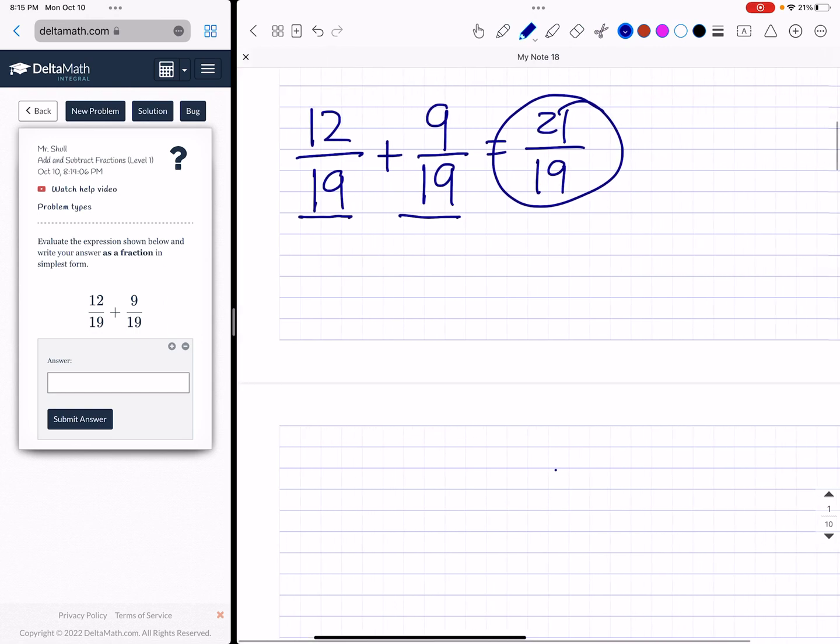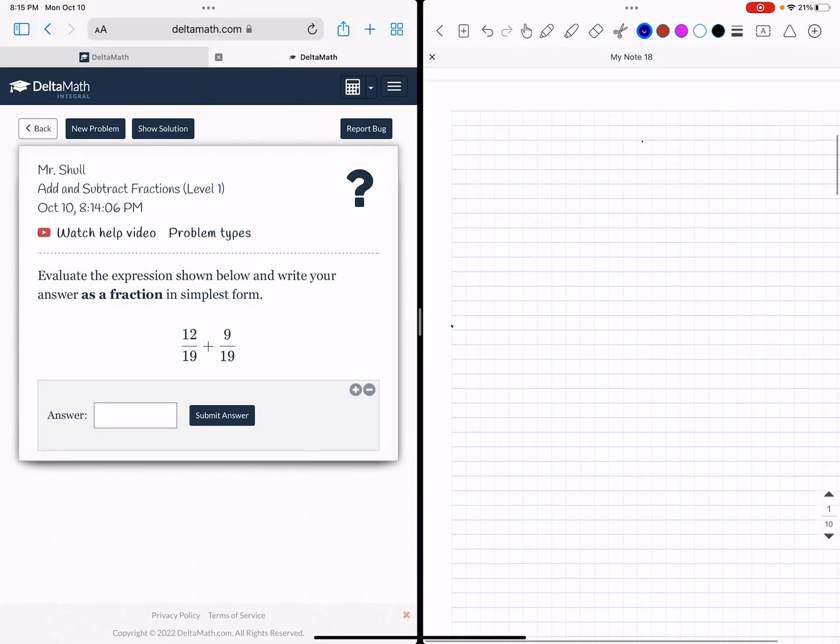Okay, you're like, that's really, really easy. Okay, what happens when it's not? Let's see a new problem. Okay, 6/5 plus 7/8. This is why you have to be so good at your multiplication.